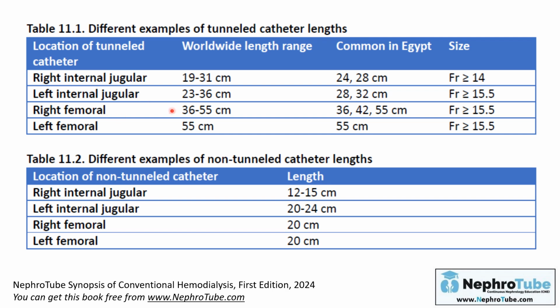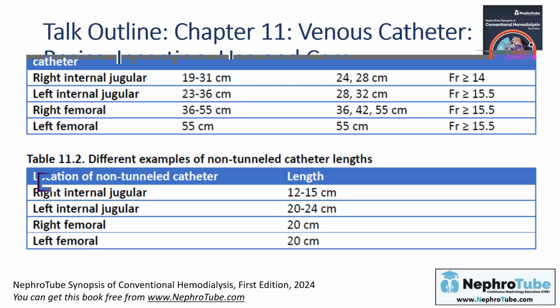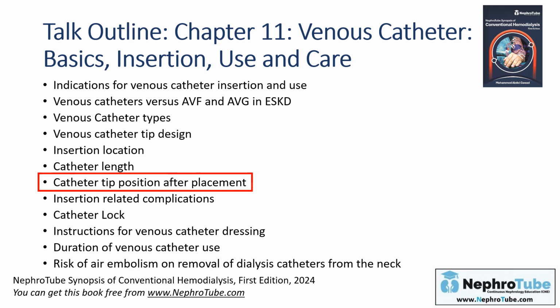And you have to notice also that the length of the non-tunneled catheter is somewhat shorter than that of the tunneled, because of the catheter tip position, as I will mention later. You will find that, for example, for the right and left internal jugular, we need the tip to be in the right atrium, but in the non-tunneled, we need the tip to be higher than in the tunneled catheter. We will mention this later. So let's talk about the tip position. And by the way, in my book, I discussed the insertion technique in detail.